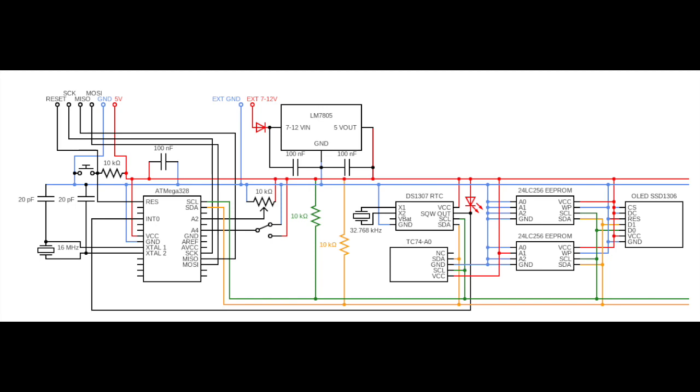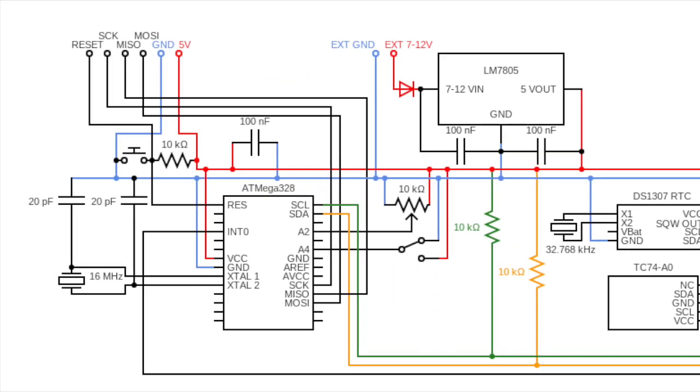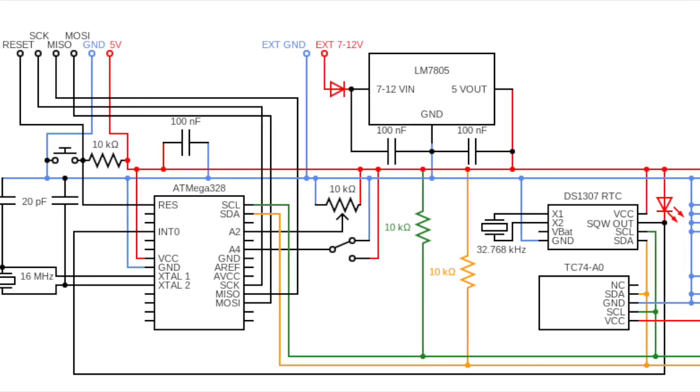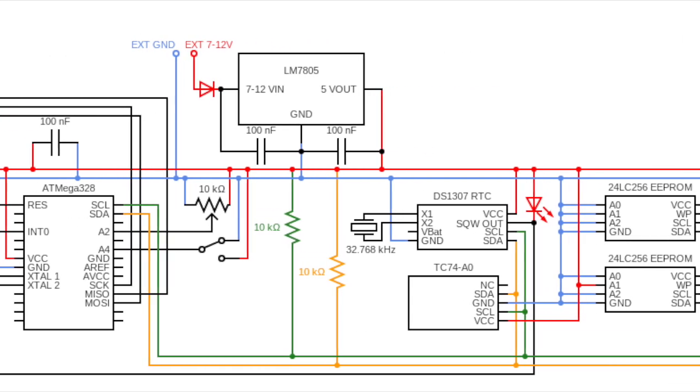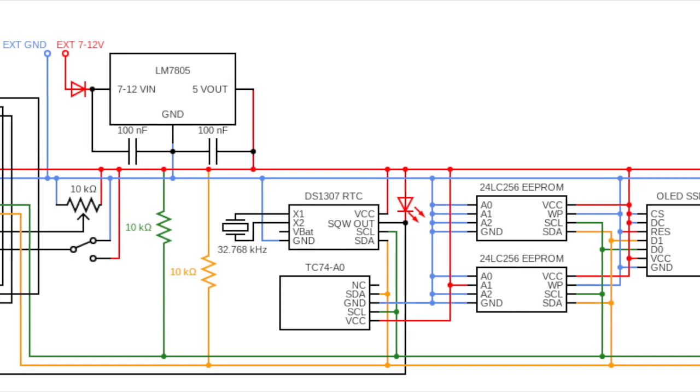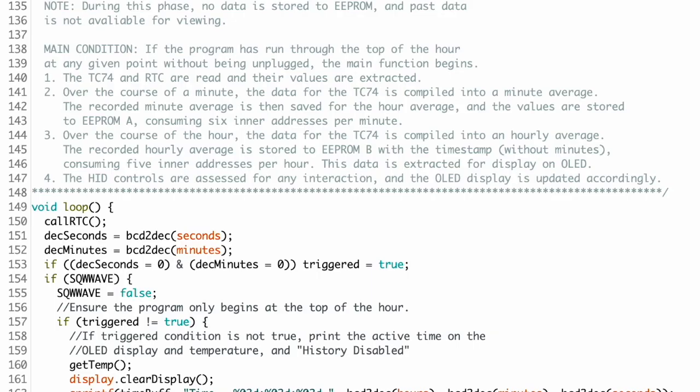There are 7 construction phases in this project: the microcontroller, HID controls, real-time clock, TC74 temperature sensor, EEPROMs, an OLED display, and finally exterior construction. Then, there are countless software components and conditions.